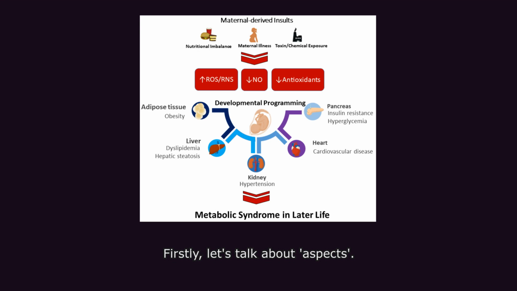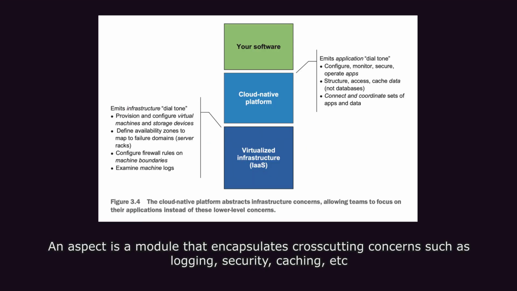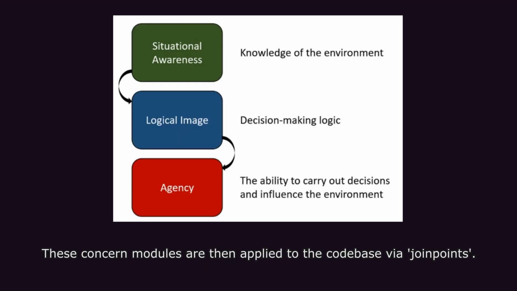Firstly, let's talk about aspects. An aspect is a module that encapsulates cross-cutting concerns such as logging, security, caching, etc. These concern modules are then applied to the code base via join points.